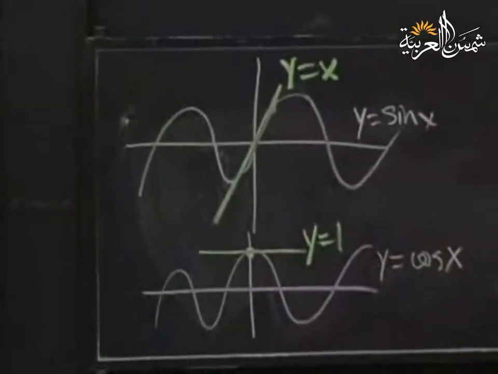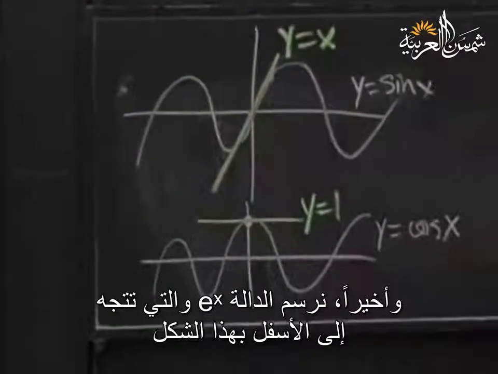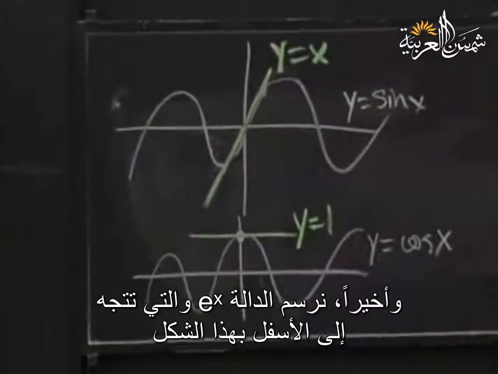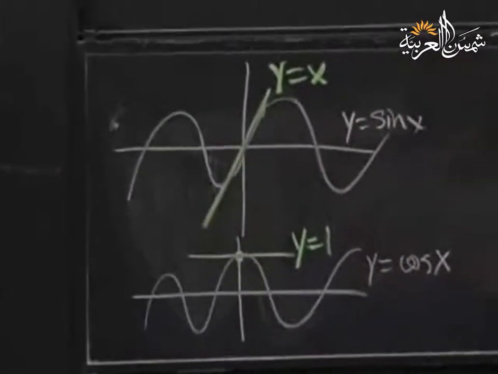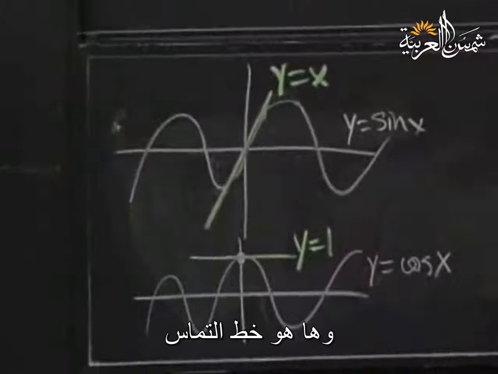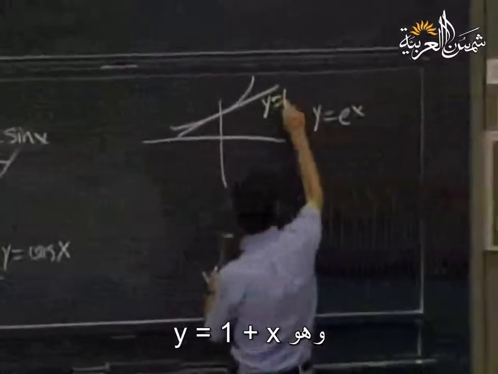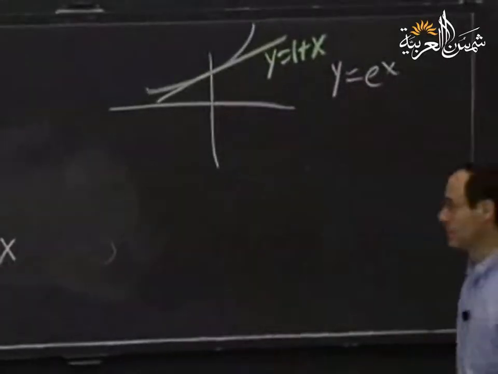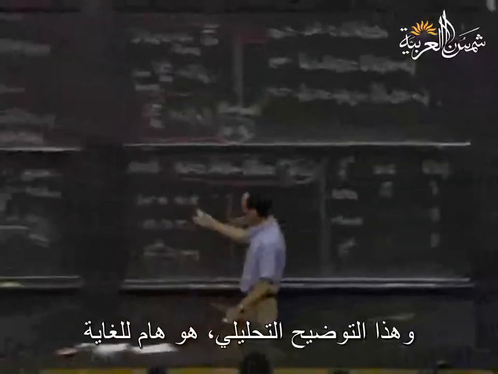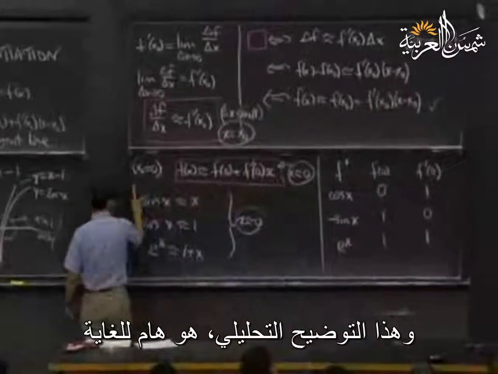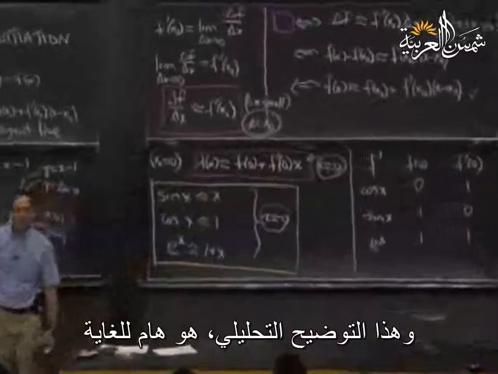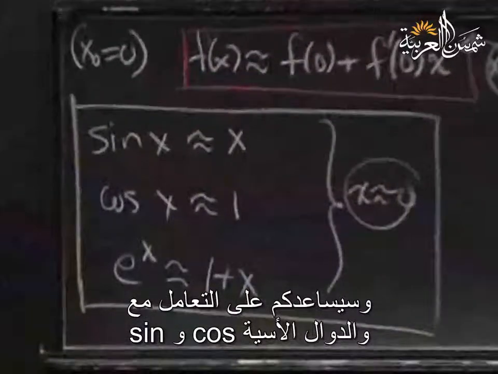And finally, if I draw y equals e to the x, that's coming down like this, and the tangent line is here, and it's y equals 1 plus x. The value is 1 and the slope is 1. All right, so this is how to remember it graphically, if you like. This analytic picture is extremely important and will help you to deal with sines, cosines, and exponentials.